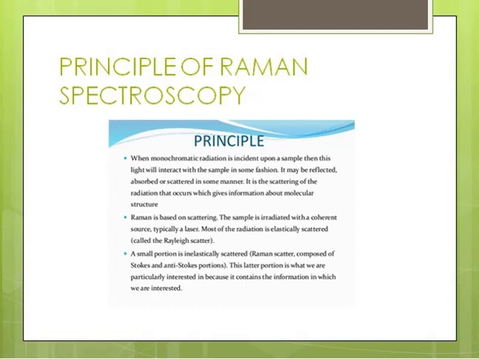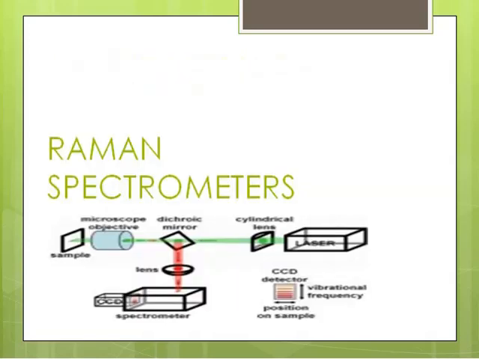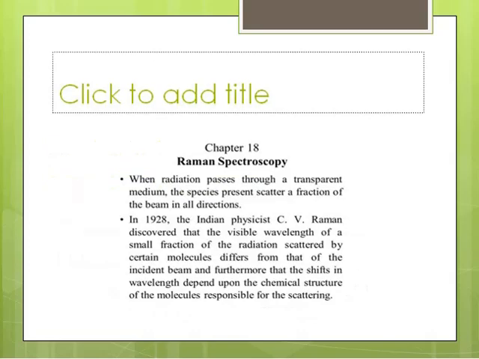Let's change the slide. In Raman spectrometers, we have a diagram where light passes through a sample and then the monochromator, and finally we get the laser.